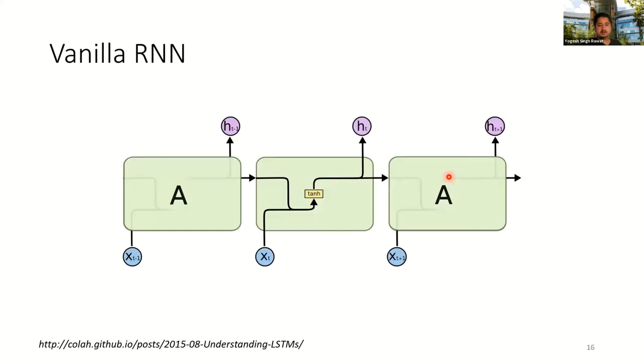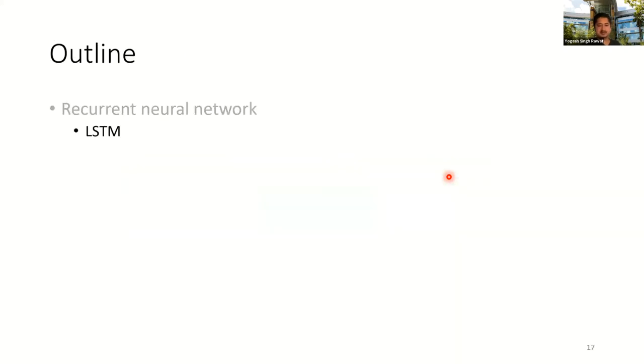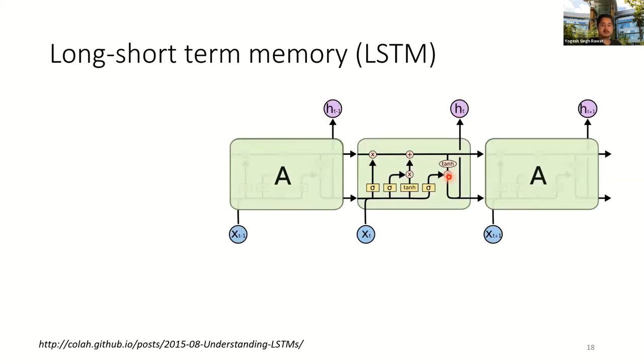All right, so this was just vanilla RNN. It was doing nothing, just an activation function. And let's move on to a more complex structure, which is called LSTM. This is long short-term memory. This is another variant of recurrent neural network. And this is the structure of an LSTM. So don't be scared. It looks complex, but it's not. It's pretty simple. And we'll walk through each of these steps.